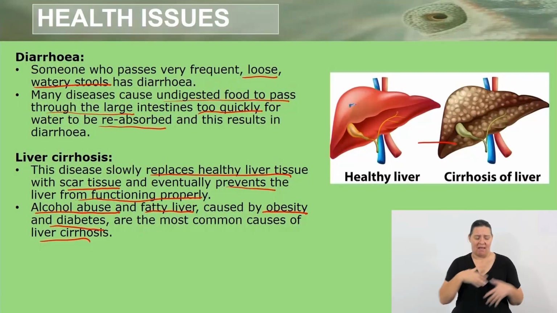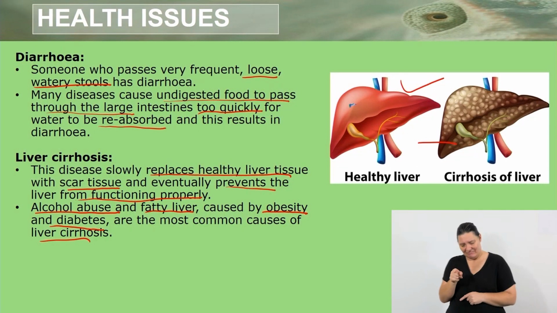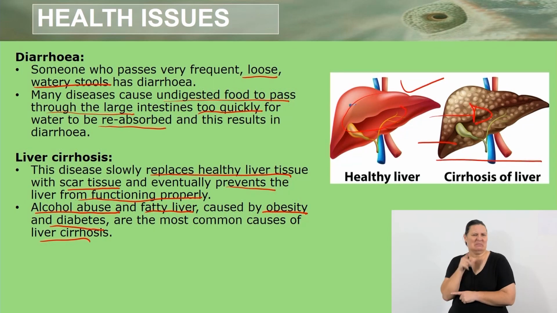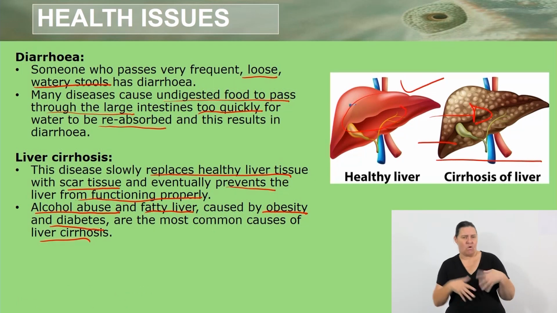So as you can see here, this is how a healthy liver needs to look. And when you have liver cirrhosis, the healthy tissue is then replaced with this brown looking tissue, and obviously it is unhealthy. So those are the 4 health issues that are related to the digestive system.